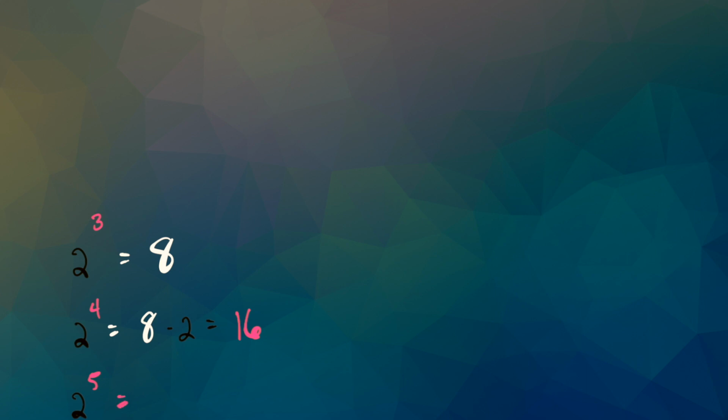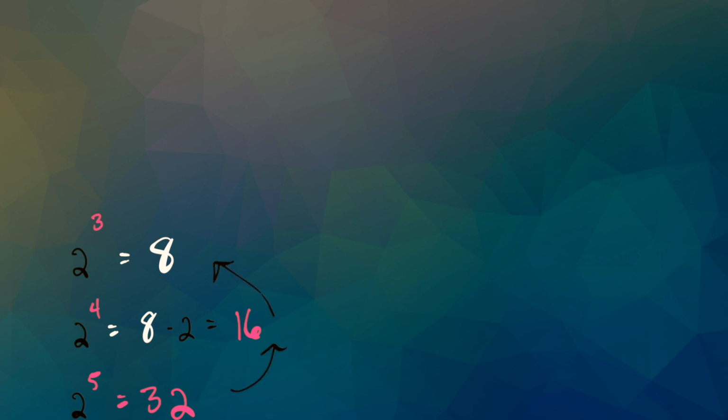In that way, how would you figure out 2 to the 5th? Well, you would just take the previous power of 2. 2 to the 4th is 16. And this time you would double that. 16 times 2 is 32. And so 2 to the 5th is 32. But there's no special reason we always have to do this going forward, letting the exponents get larger and larger. We could just as easily do this process going backwards.